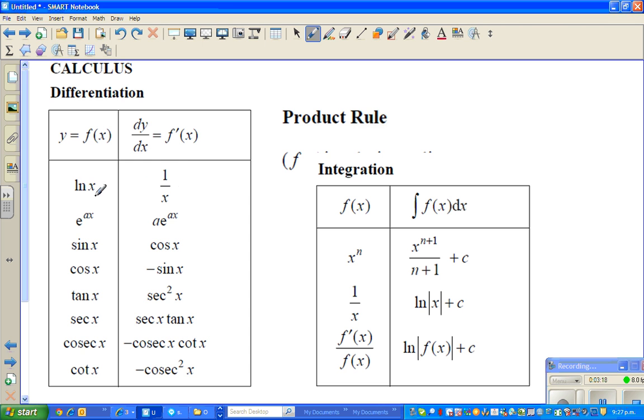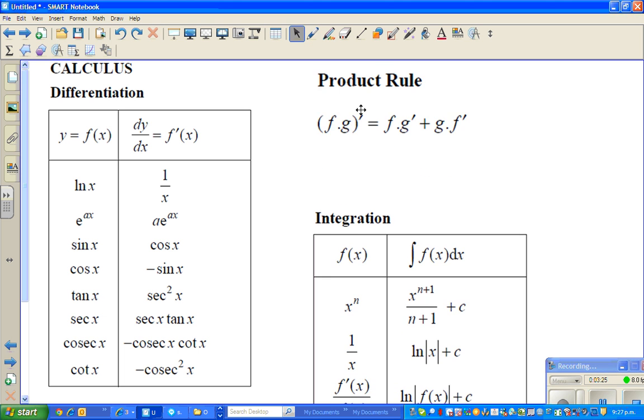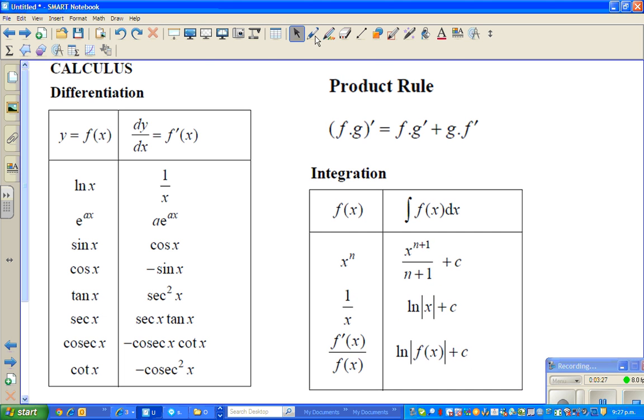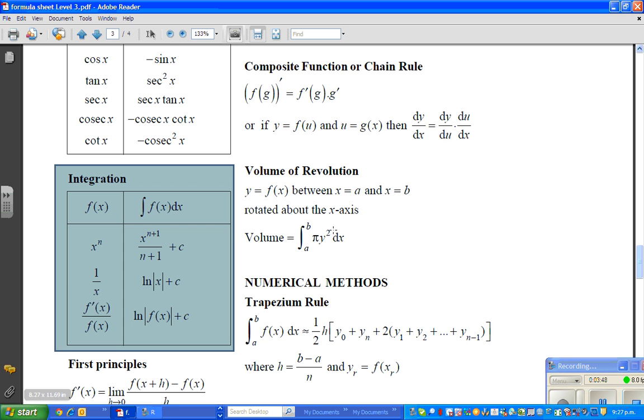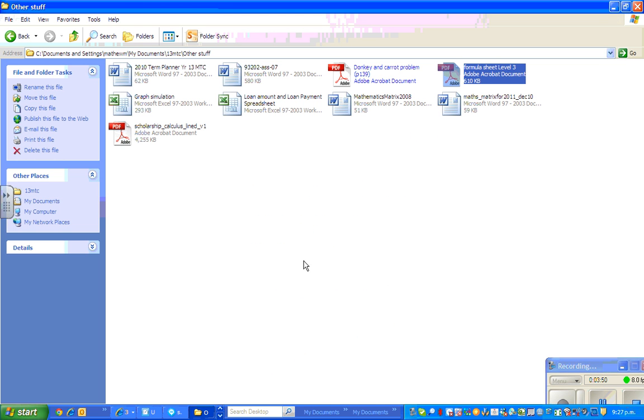Now, if you go backwards, integration is the opposite of differentiation. So what do I mean? It means if you integrate 1 over x, you get natural log of x. If you integrate cos x, you get sin x. If you integrate sin x, you get minus cos x. So integration is the opposite. But we don't have a formula for the integration of natural log of x. So here, one of the best ways to do it is by integration by parts.